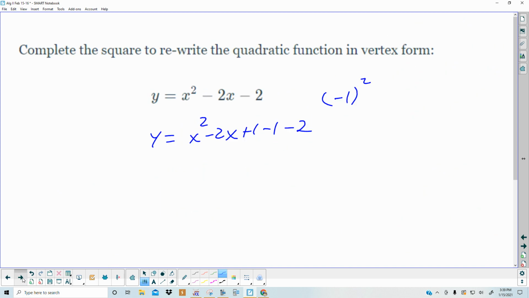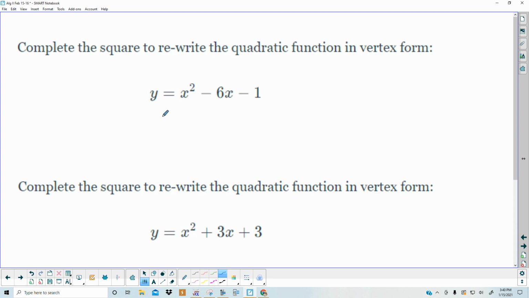Okay? So to force it to be a perfect square, I take half the middle, negative 1, square it, and add it. And I can't just add a 1 because now it's not balanced. But if I immediately subtract it, then it is balanced. And that much is a perfect square. And that would factor to just half the middle, minus 3. And now that's in vertex form.